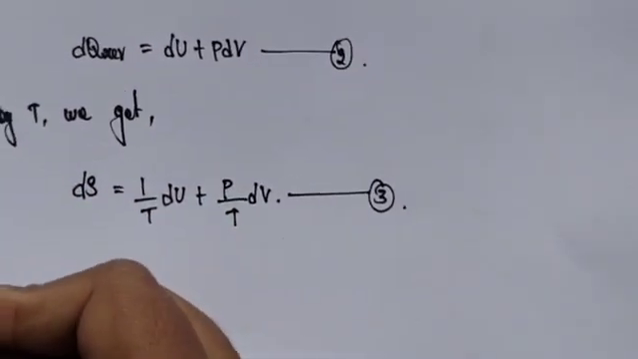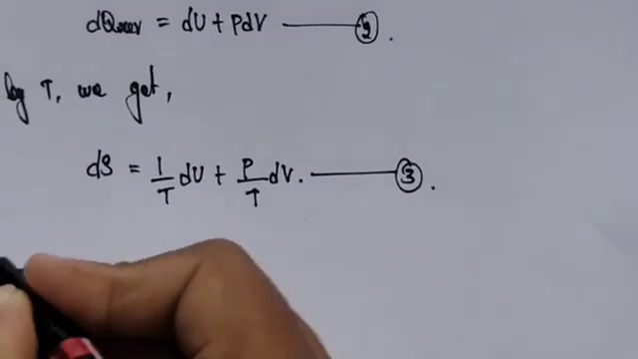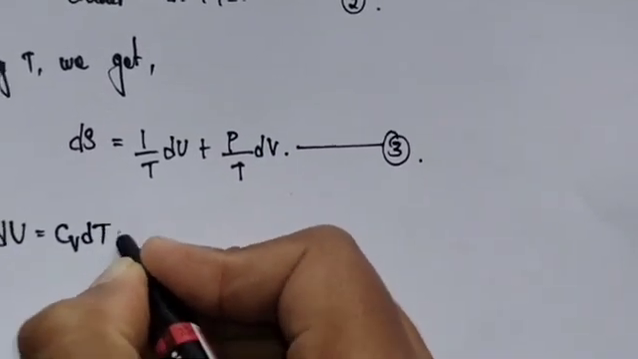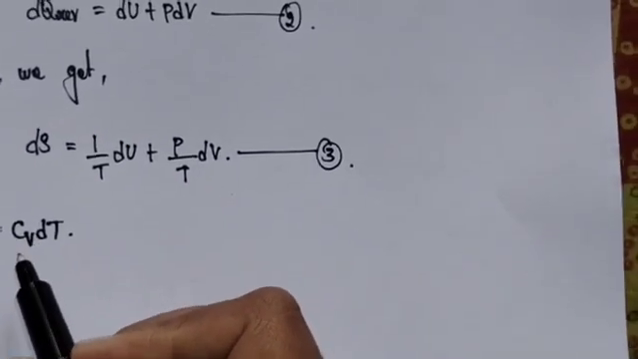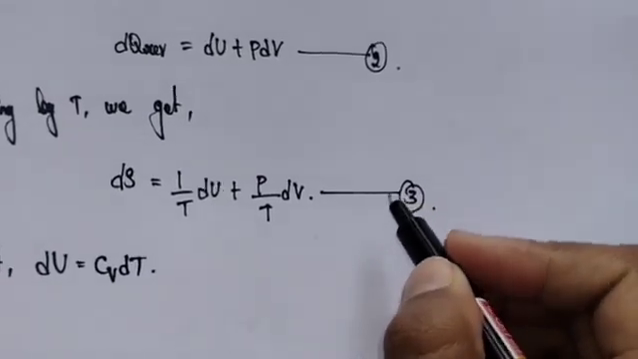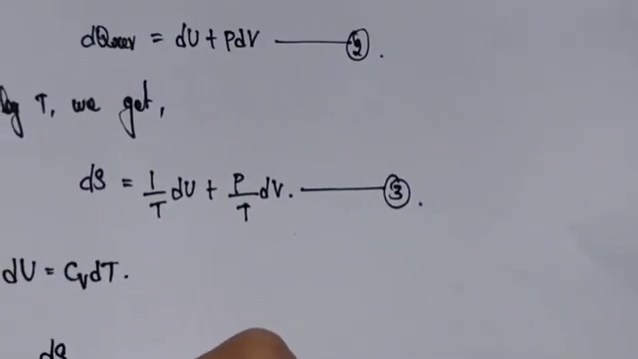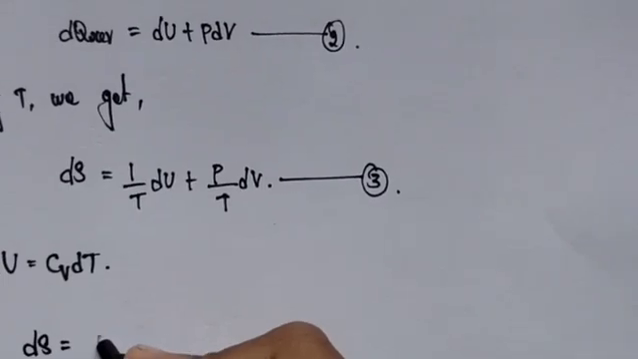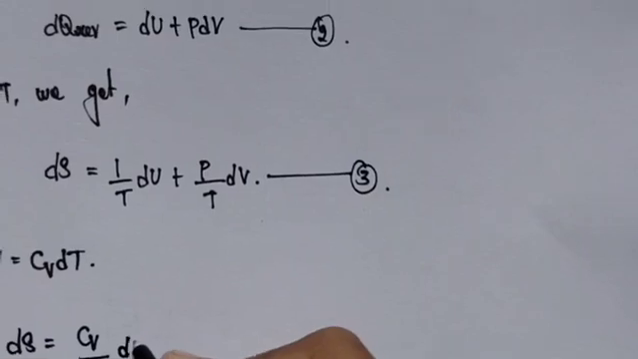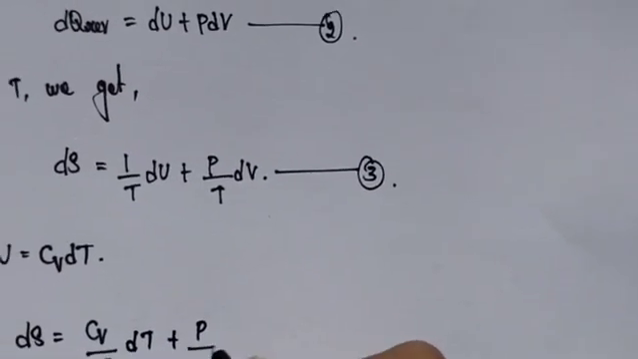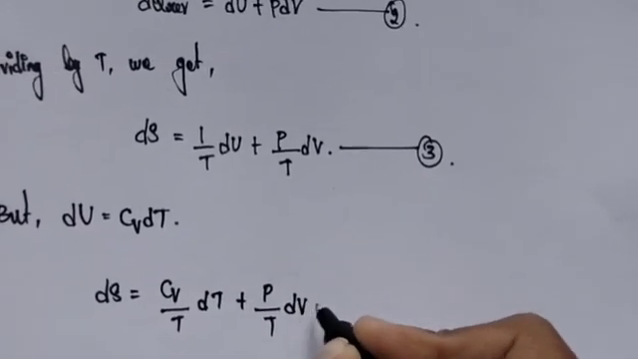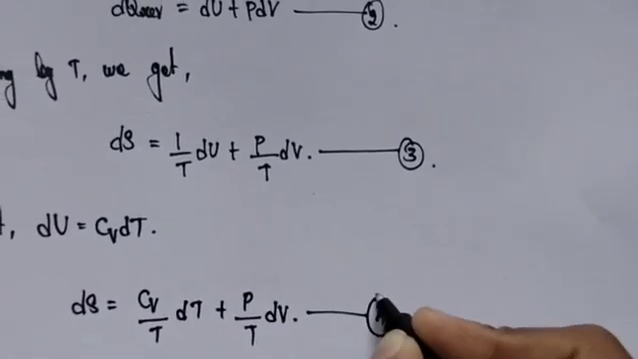But we know that dU is equal to Cv into dT. So substituting the value of dU in equation 3, we get dS is equal to Cv by T into dT plus P by T into dV. Take this as equation number 4.